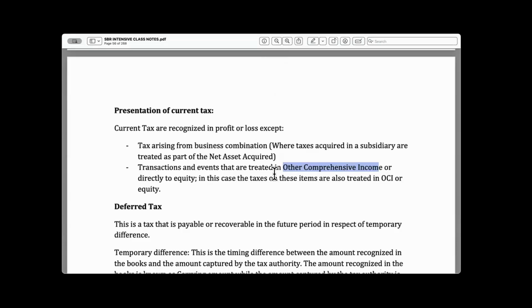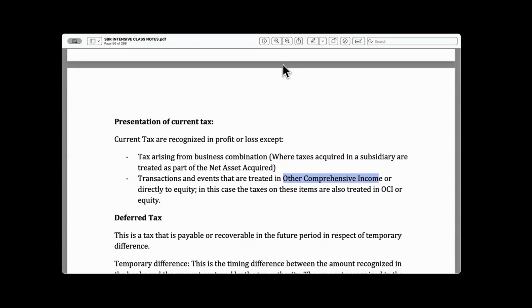And again, lest I forget, you don't offset current tax assets and current tax liabilities in case you have them. You need to present them separately. Is there anybody in this class who knows the conditions that must exist before you can offset your current tax assets against current tax liabilities? Can anyone try? Anyone?